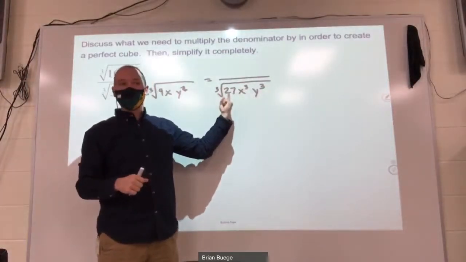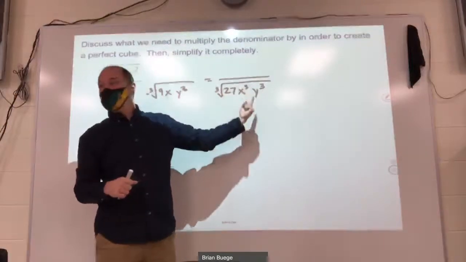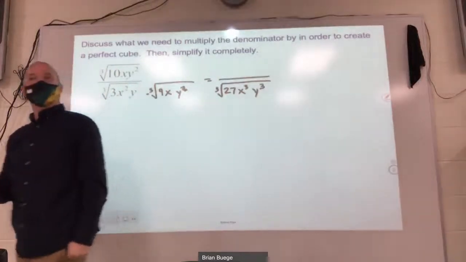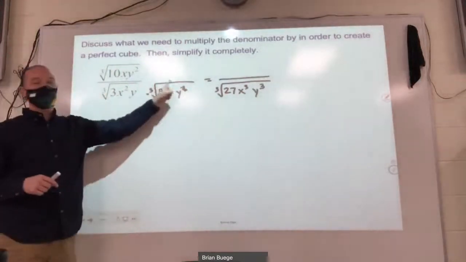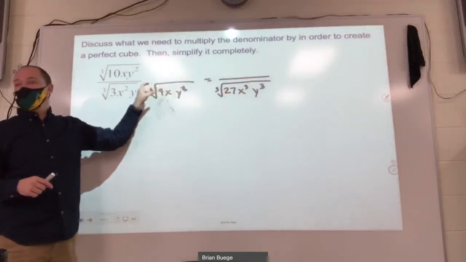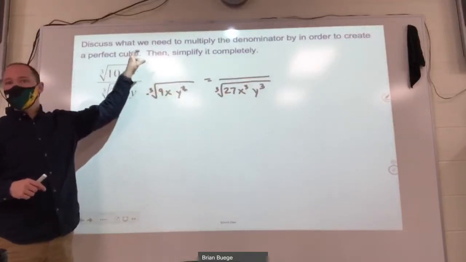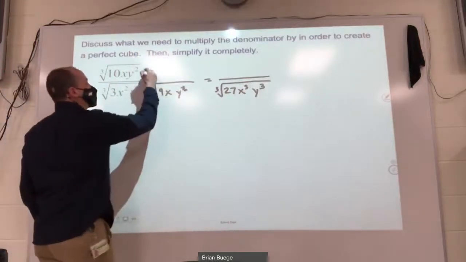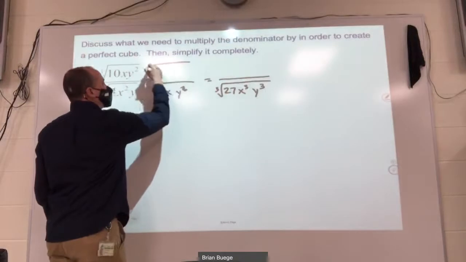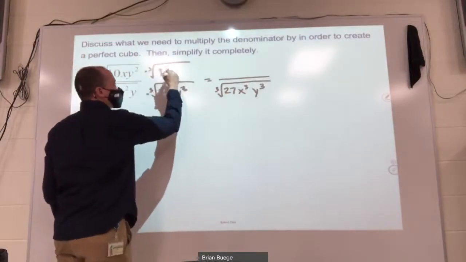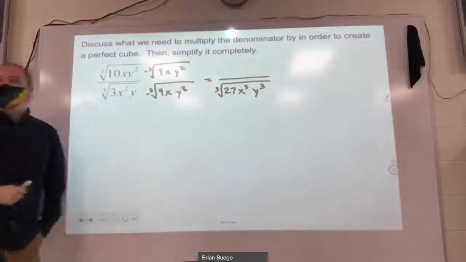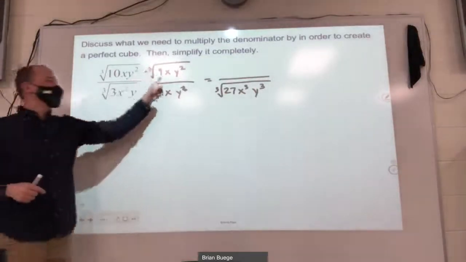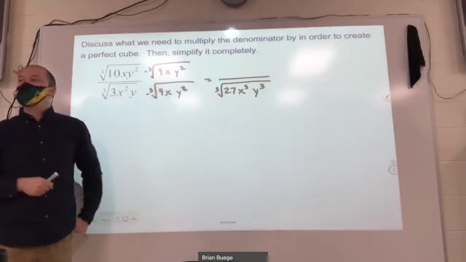Can I take the cube root of 27? Yes, I can. Can I take the cube root of x cubed? Yes, I can. Can I take the cube root of y cubed? Sure can. Okay? So this is really the key part. You figured out what you're going to multiply by, which means you got to do the same thing in the numerator. You can't multiply the denominator by 1 and do the numerator by something else. So we're going to multiply the numerator by the cube root of 9xy squared as well. That way we're only multiplying by 1. Multiplying numerator and denominator by the same thing is a fancy way of multiplying by 1.